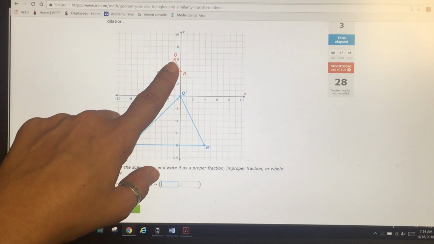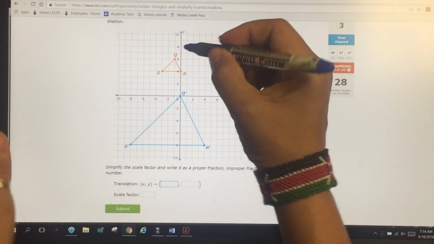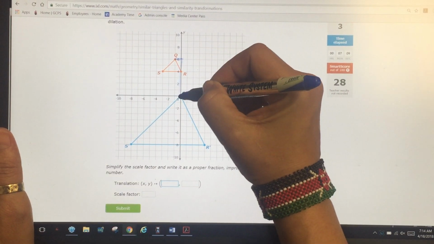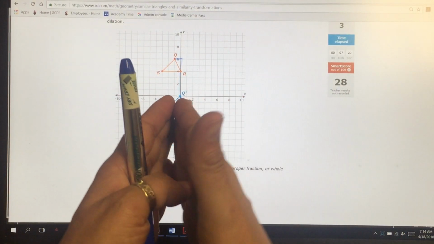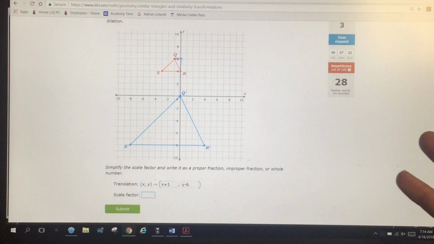All right, so how do I get from Q to Q prime? I went right 1 and down 6. So right 1 and down 6. So how do I say that? X plus 1, right 1, and then y minus 6, down 6. Then once I moved it here, I made it bigger, right?